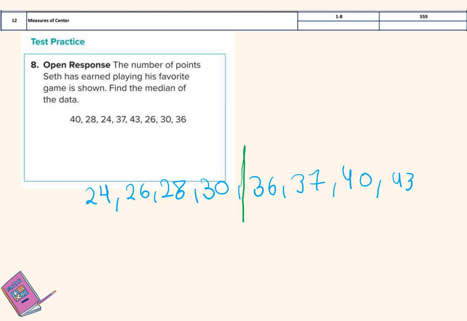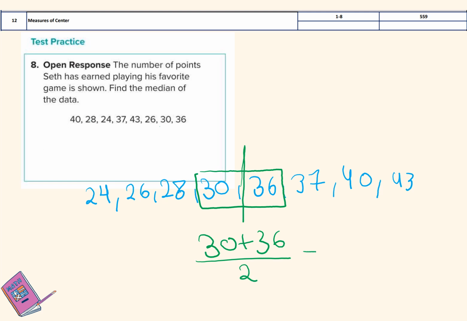Well, because the number of the data values is even, there is no number in the middle. So what to do in this case? We are going to take 2 values in the middle, we will add them, and we will divide by 2. So here we got 66 divided by 2. The median is 33. This is the median.